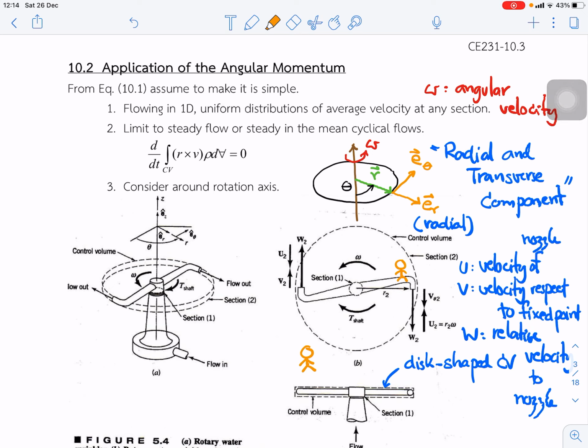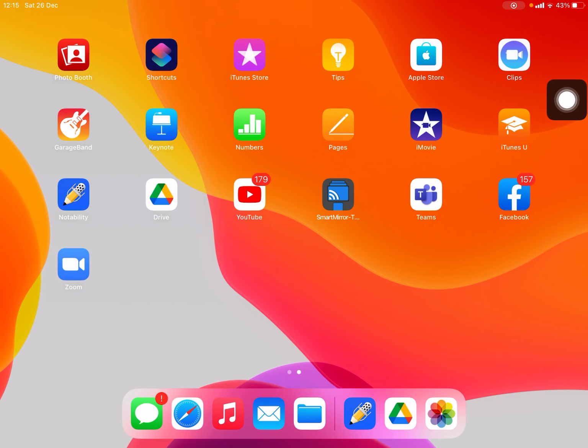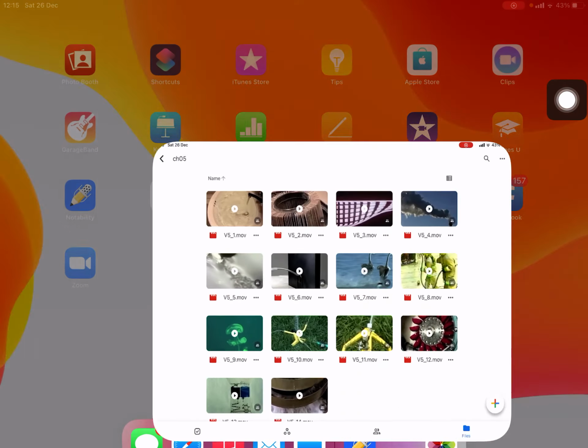Next topic is the application of the angular momentum. For moment of momentum, if something is moving around in a circle, we call it the angular momentum. Before we go into the detail, what is the real condition of this case?